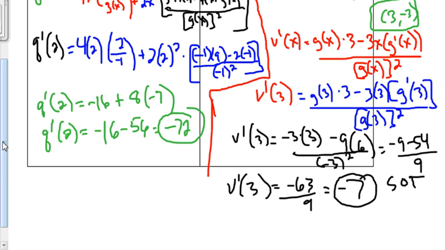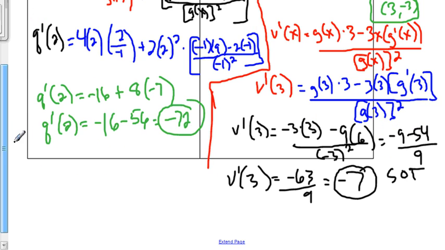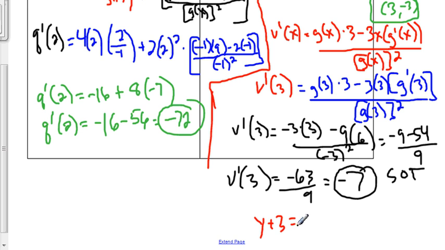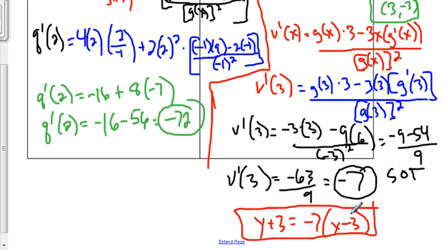And that's only part of it. This is my slope of tangency. Up above, as I said, there's my point of tangency. So the equation of the line that is tangent to the graph will be y plus 3 equals negative 7 times x minus 3. All right, and that completes day 20 notes. Good job. Sorry about the long video.